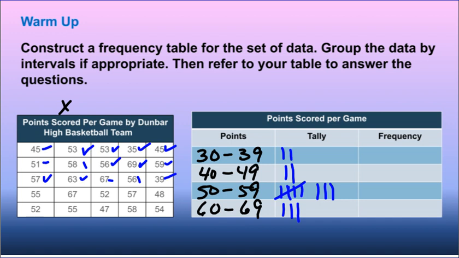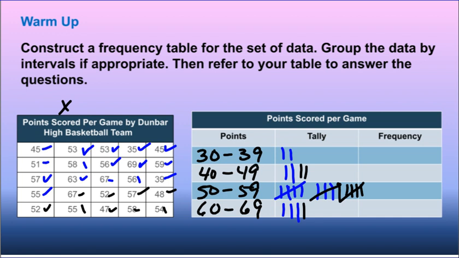57, the 50s. 63 in the 60s. 67, 60s. 56, 39, 55, 67, 52, 57, 48, 52, 55, 47, 58, and 54. So then the frequency would be the total number of tally marks we have in each category.